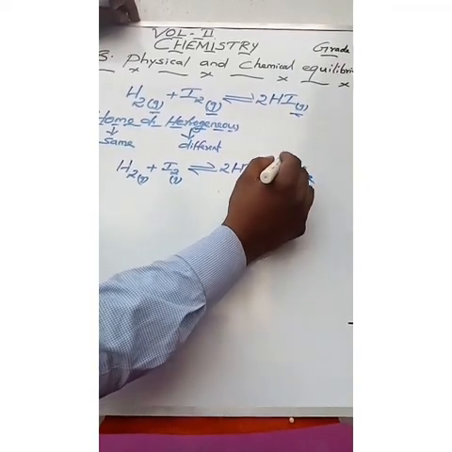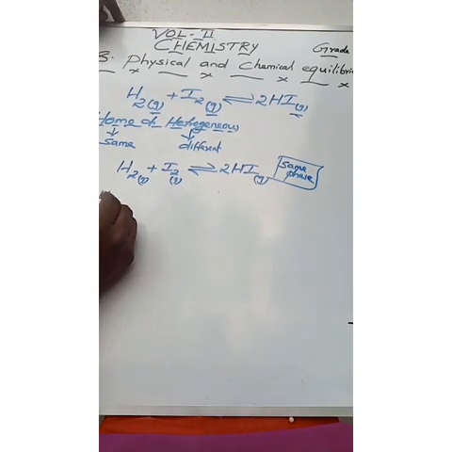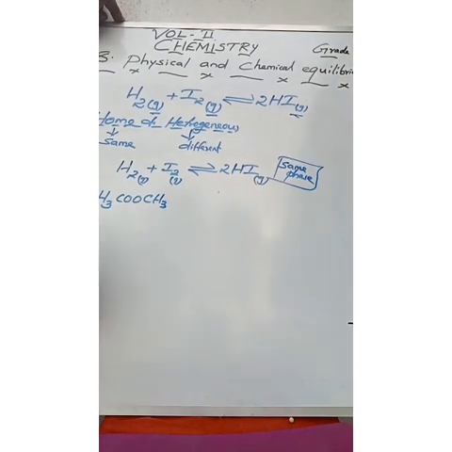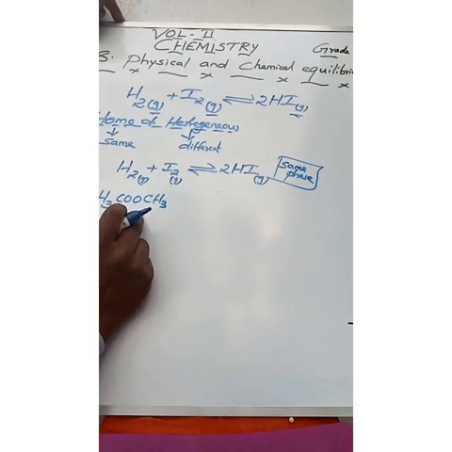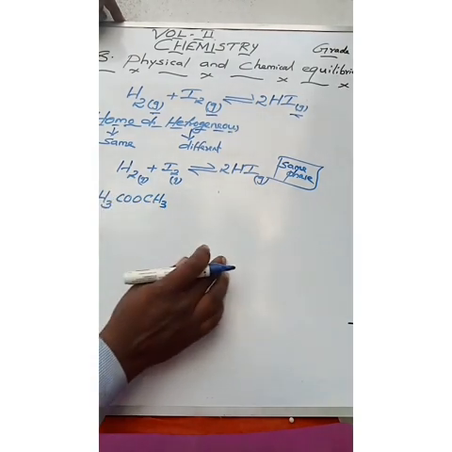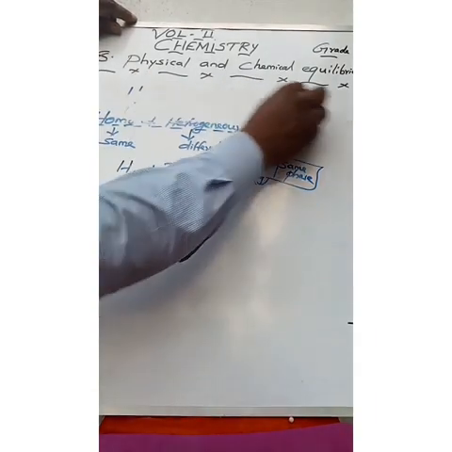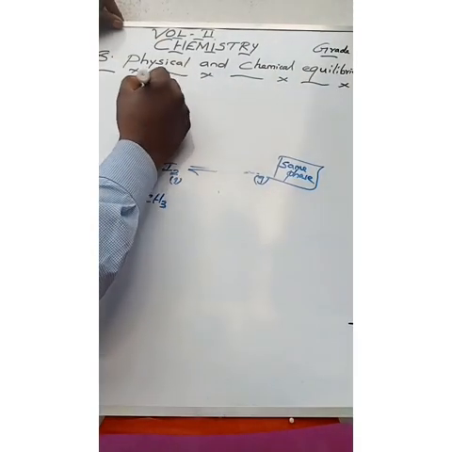One more example I am taking is methyl acetate. What is the formula for methyl acetate? CH3COOCH3. Already I explained that one. Am I right? How will you write methyl acetate? Start with acetic acid. What is the formula for acetic acid? Acetic acid is CH3COOH. Am I right?